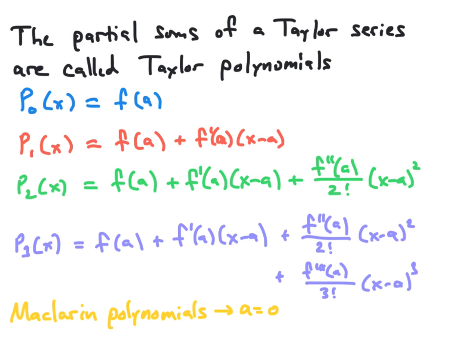If we start with the Maclaurin series for a function and want to find the partial sums of that series, these polynomials are called the Maclaurin polynomials and are given by the exact same formulas as the Taylor polynomials, except a is going to equal 0 throughout on the right-hand side of each polynomial.